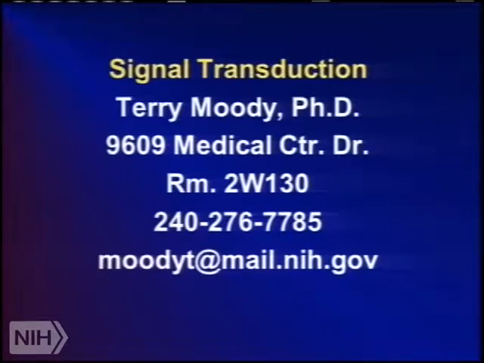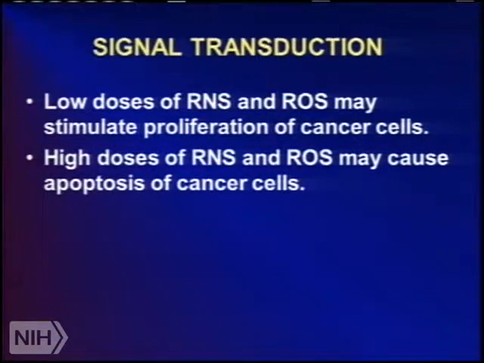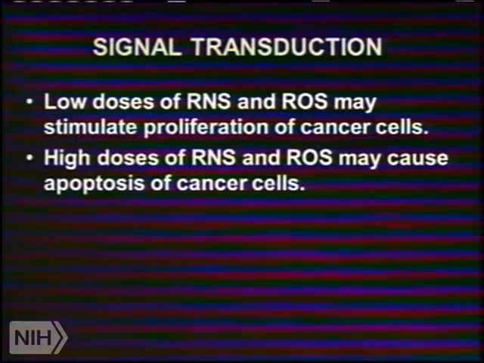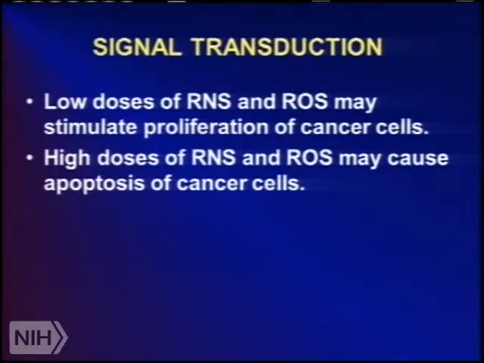Okay, so I have the first lecture today, and I'm talking about signal transduction. Basically, the bottom line is that low doses of oxygen as well as NO will stimulate proliferation of cancer cells, whereas very high doses can cause apoptosis of the cancer cells.